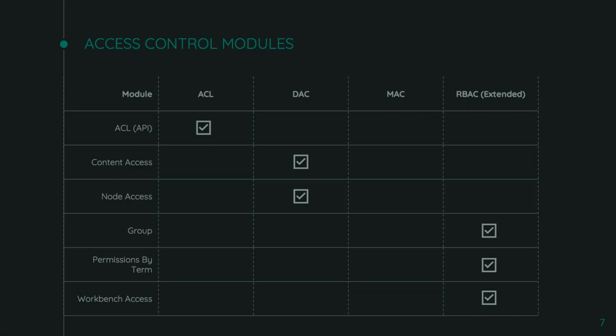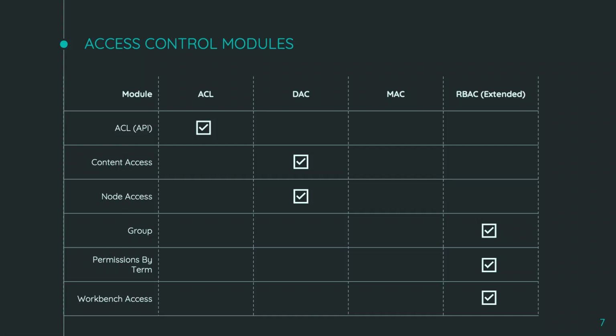And so with these paradigms in mind, if you take a look at the different modules that are available to us and see where they fit into these different categories, we do have an ACL module. That's really an API module, though. We have two very popular ones that follow discretionary access control. This is content access and node access.